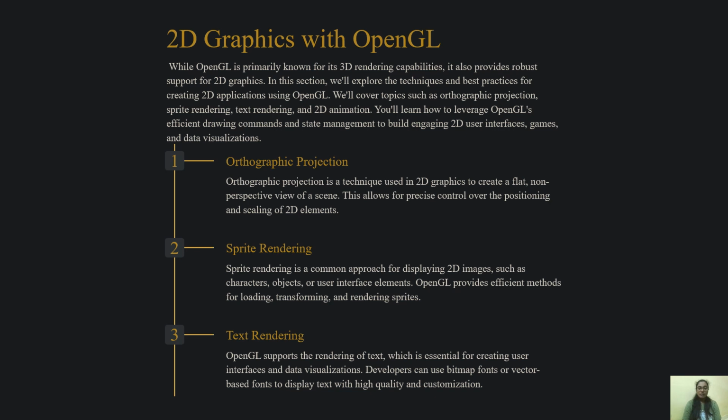And then the third one is text rendering. OpenGL supports the rendering of text, which is essential for creating user interfaces and data visualizations. Developers can use bitmap fonts or vector-based fonts to display text with high quality and customization.